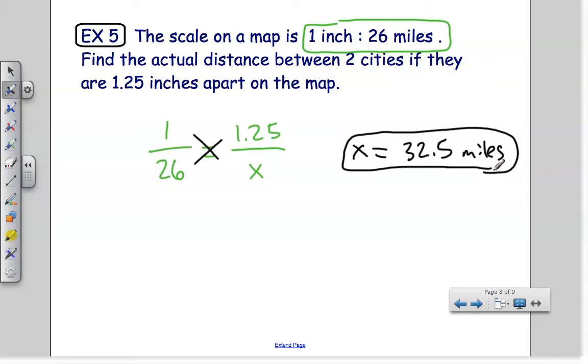So using a scale on a map can be really nice. You just have to actually measure with a ruler and figure out how far apart. But you set up a proportion and find that unknown. And that's what we're doing this whole chapter, or whole section, setting up proportions and finding an unknown for a real life problem.